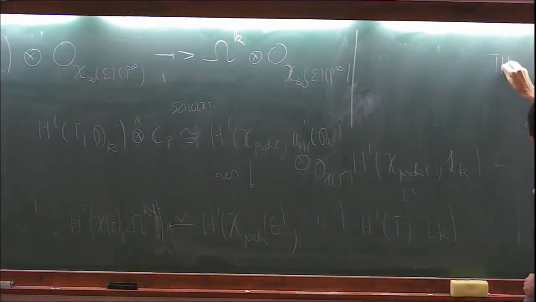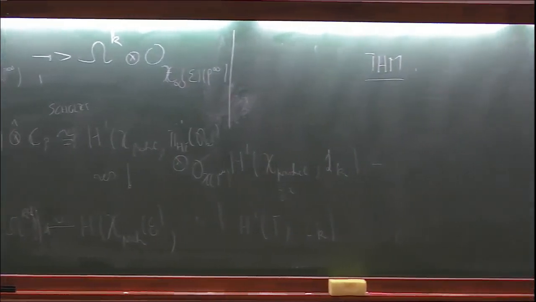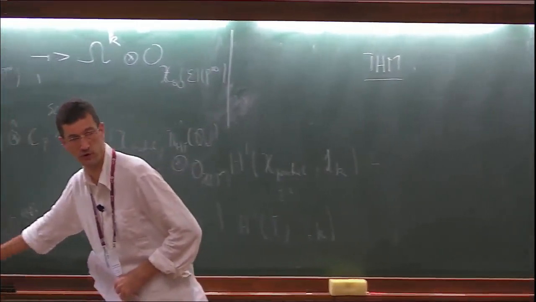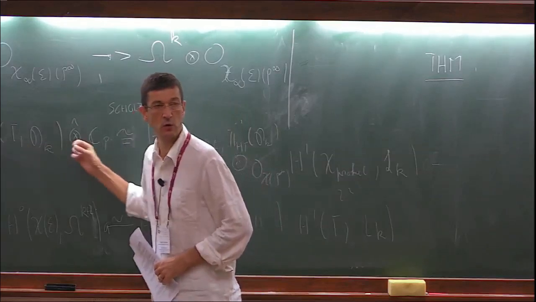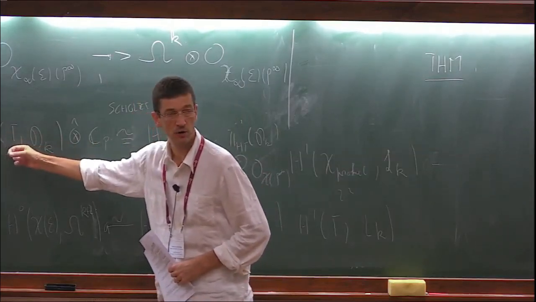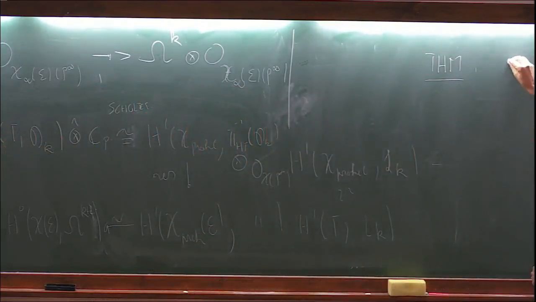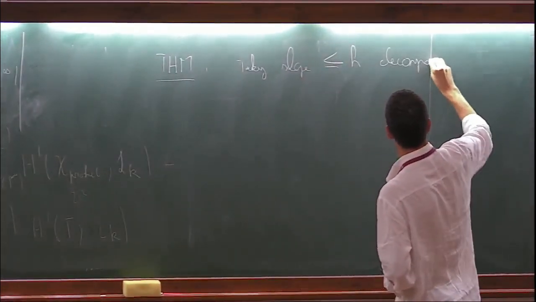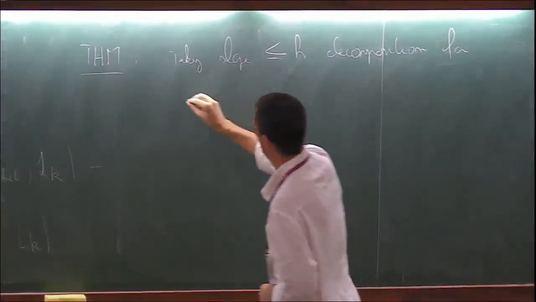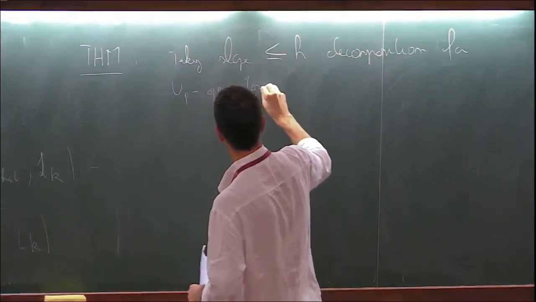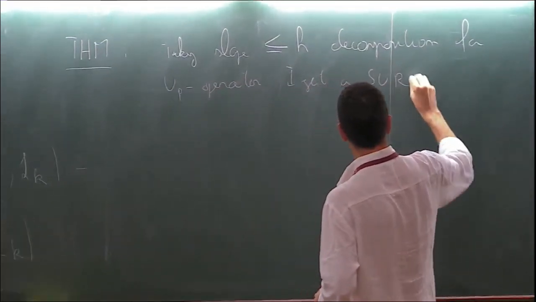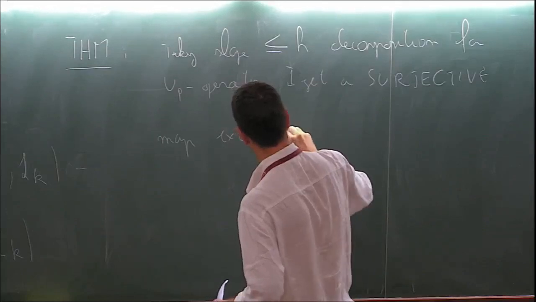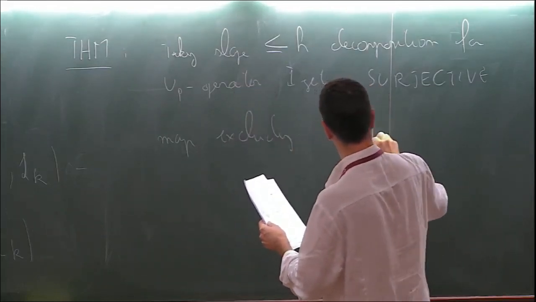And the theorem is that, and it explains the title. So here I have overconvergent modular symbols that I can interpret in terms of modular forms. And I wonder, when do they come from something global, from something classical, in the sense that it's really group cohomology? And the theorem is that taking slope less than or equal to h decomposition for the Up operator that exists in this theory, I get a surjective map, excluding the weights k which are critical.